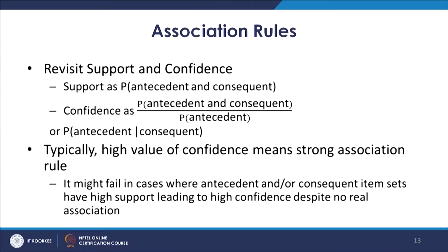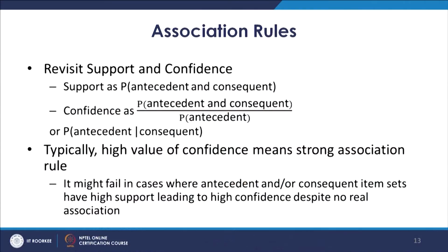Now, at this point, let us revisit the two important metrics that we have talked about, support and confidence. Support can also be thought of as the probability of occurrence of antecedent and consequent items among the transactions in the database. Similarly, confidence can be thought of as the probability of antecedent and consequent item sets divided by the probability of antecedent item sets.